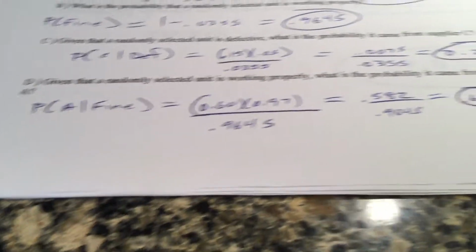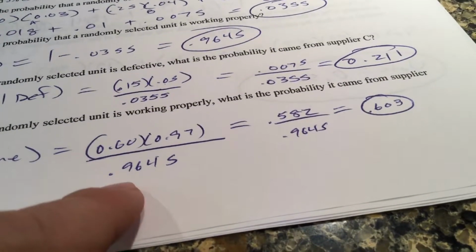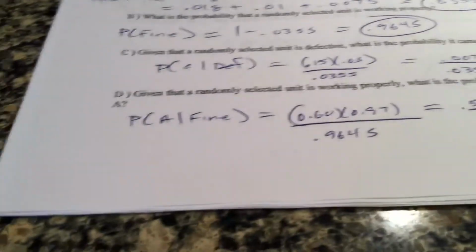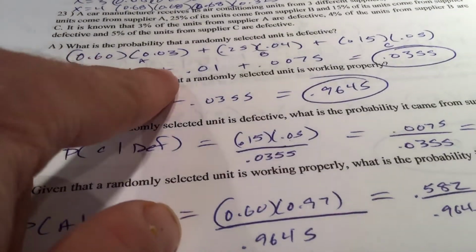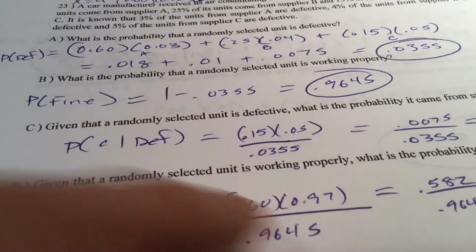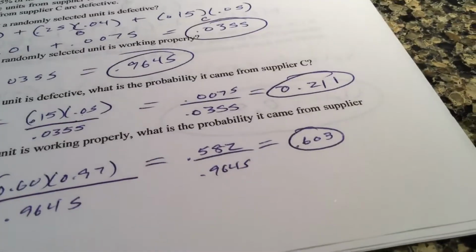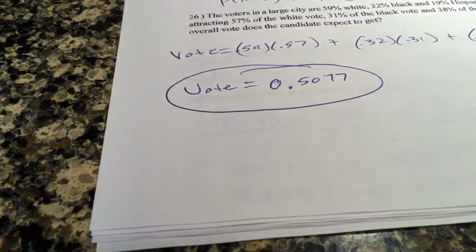Given that a randomly selected unit is working properly, so that's the denominator, what's the probability it came from supplier A? Well, it's going to be 0.60, not times 0.03, but times 0.97. You want it to work. All right, and we're getting close to the end here.